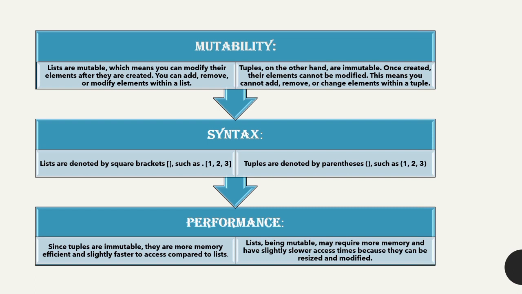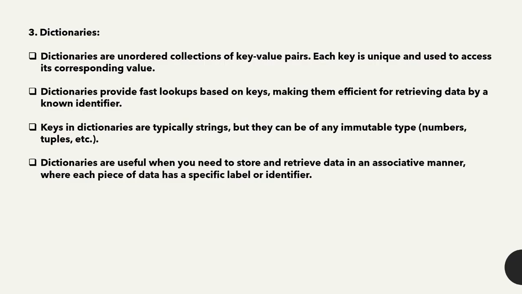Or create a collection that is immutable. There is not so much difference between both, but since tuples are immutable, they are more memory efficient and slightly faster to access as compared to lists. Let's move towards our last topic, and that is dictionaries.